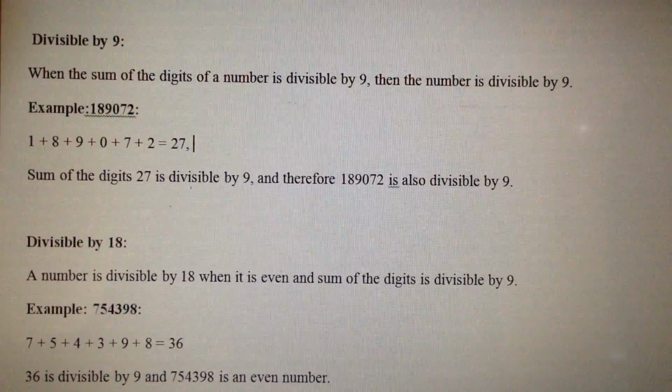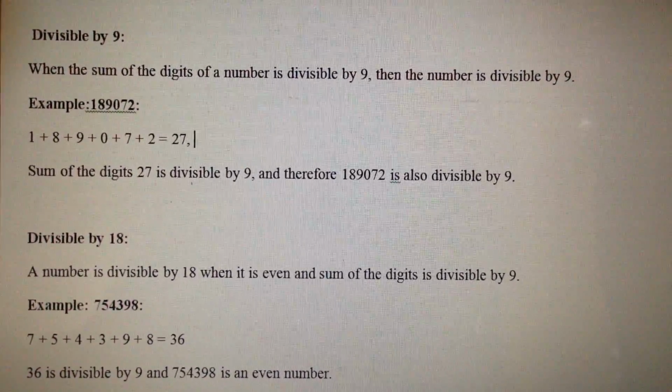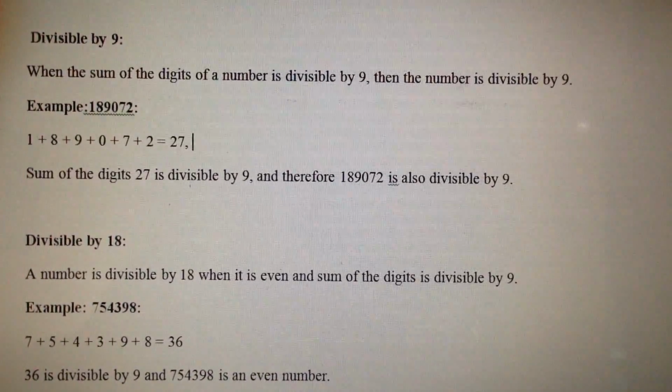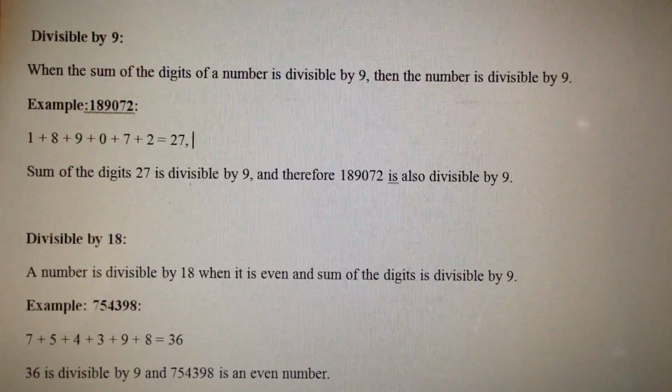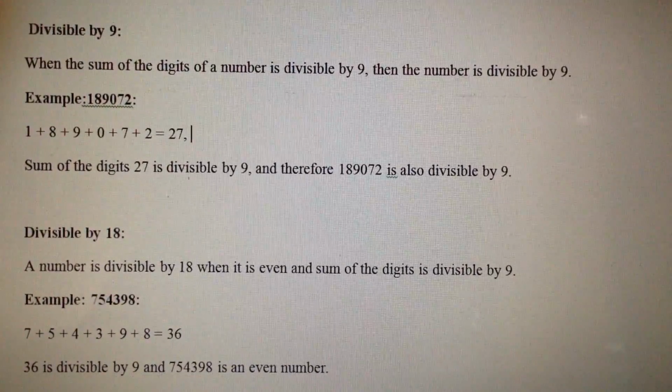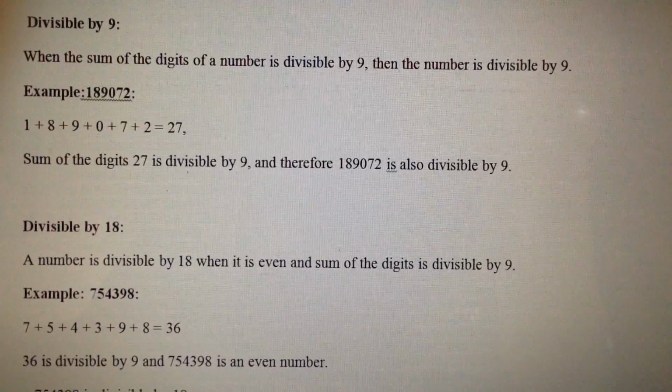This rule applies to all the numbers, whether it is 1,89,072 or some other number. The rule applies to every number. When the sum of the digits is divisible by 9, the number itself is divisible by 9. Now let us see the divisibility rule of 18.